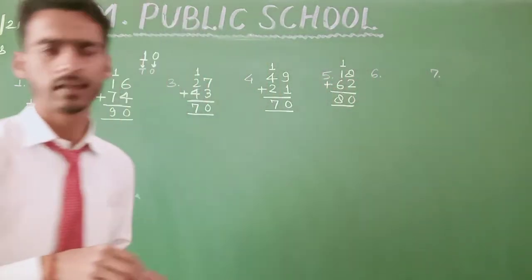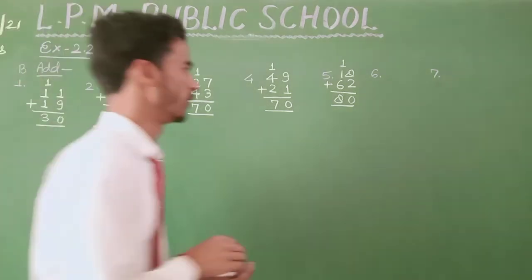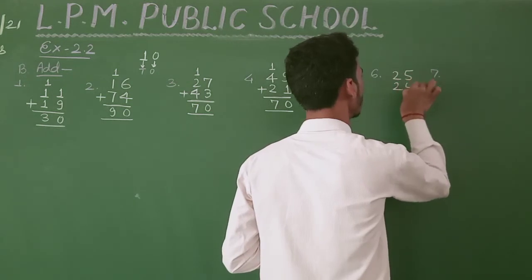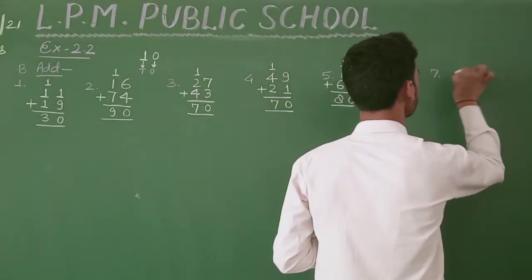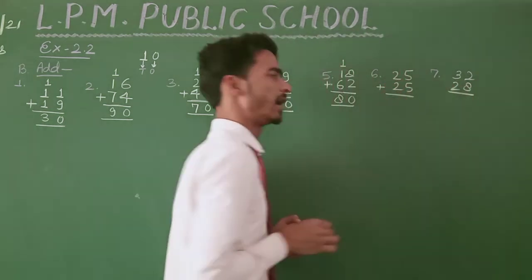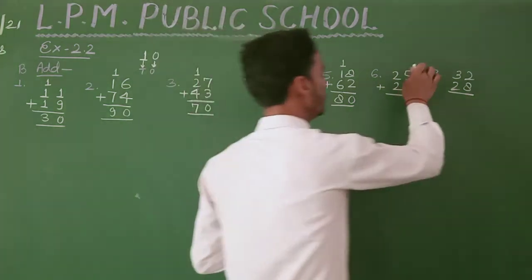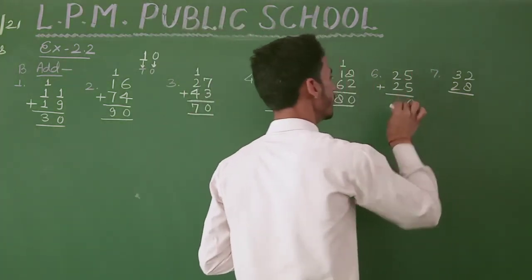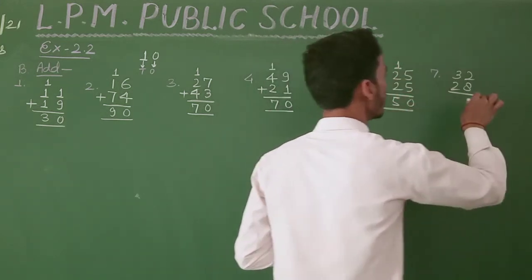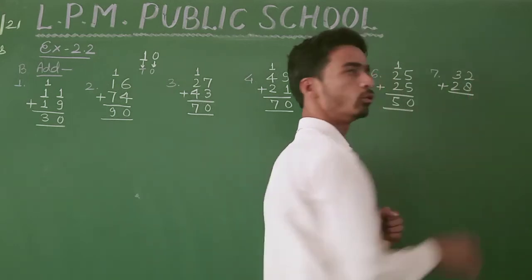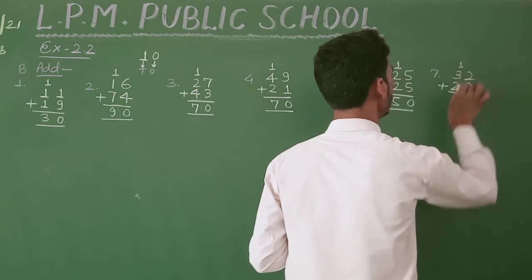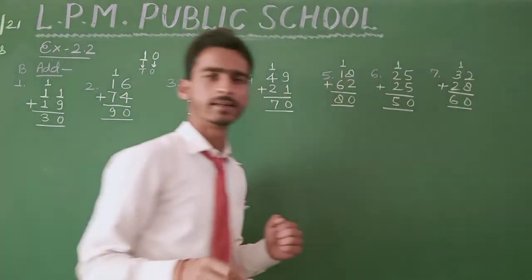Question numbers 6 and 7 are next. Question number 6 is 25 plus 25, and question 7 is 32 plus 28. Firstly we have to add the ones. So 5 plus 5 makes 10, 0 and 1 carry, 2 plus 4 is 6, and 1 makes 7. Sorry, 25 plus 25 makes 50. Now for 32 plus 28, firstly we add the ones, 2 plus 8 is 10, 0 and 1 carry, and 3 plus 2 is 5, 1 makes 6, that makes it 60.